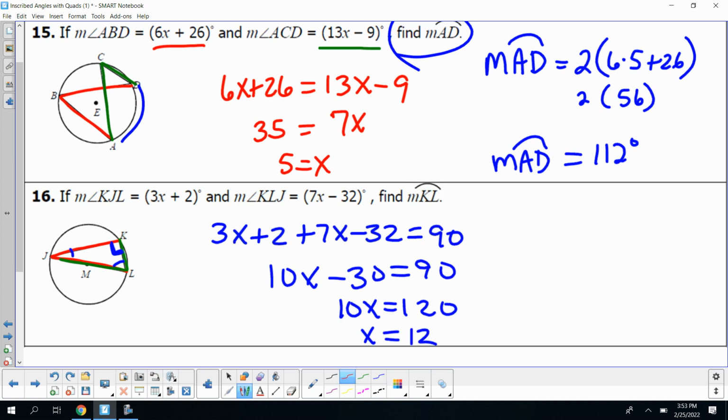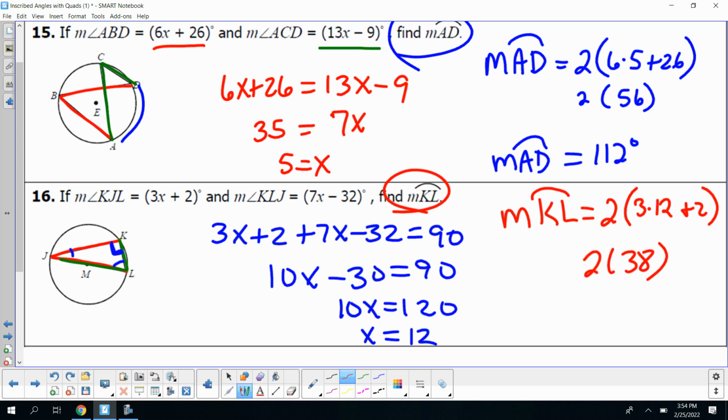That's not what they asked for. They asked for the measurement of arc KL. So KL is going to be equal to twice the measurement of our angles. So 2 times, I'm going to use the first one again, 3 times 12 plus 2, which is 2 times 38. So the measurement of the arc KL is going to be equal to 76 degrees.